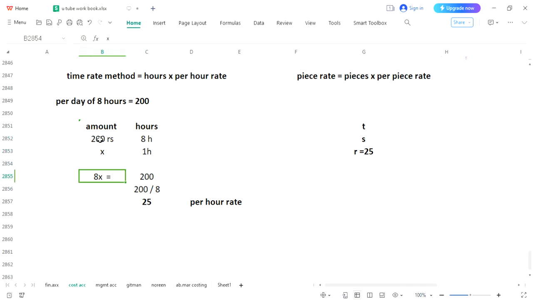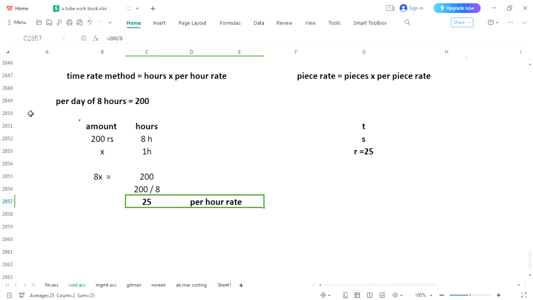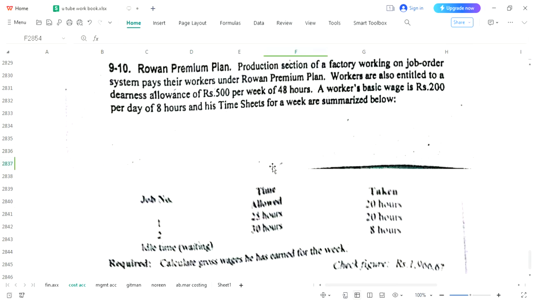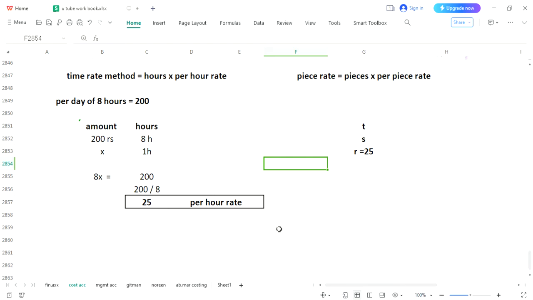First the standard has been established, and we will go back to the question and see what else is provided to us. It says 200 per 8 hours. For job number 1 or 2, there are two jobs in which we have time allowed. That means the standard time is 25 and the time taken is 20. So there are two jobs.